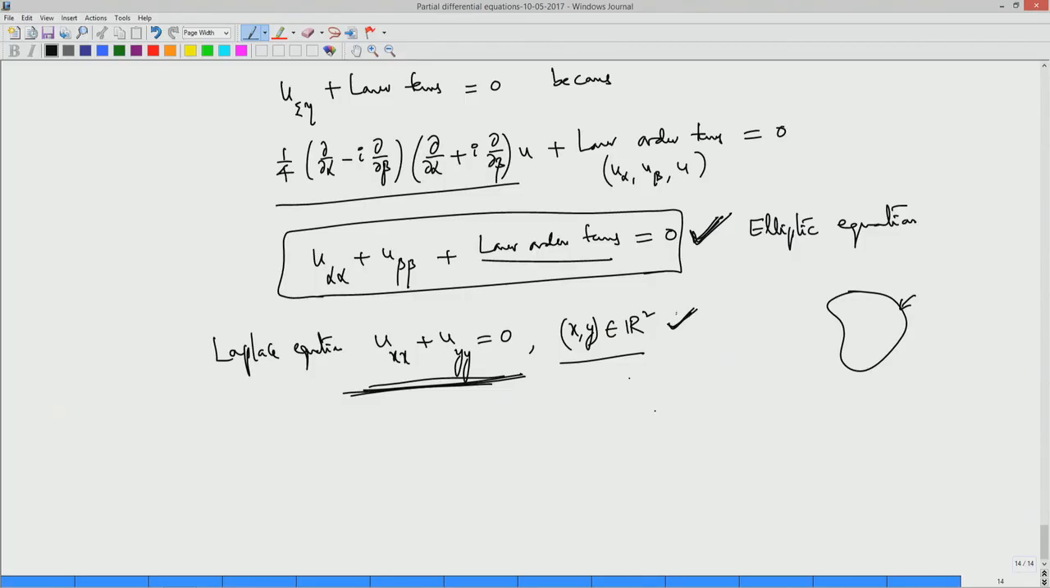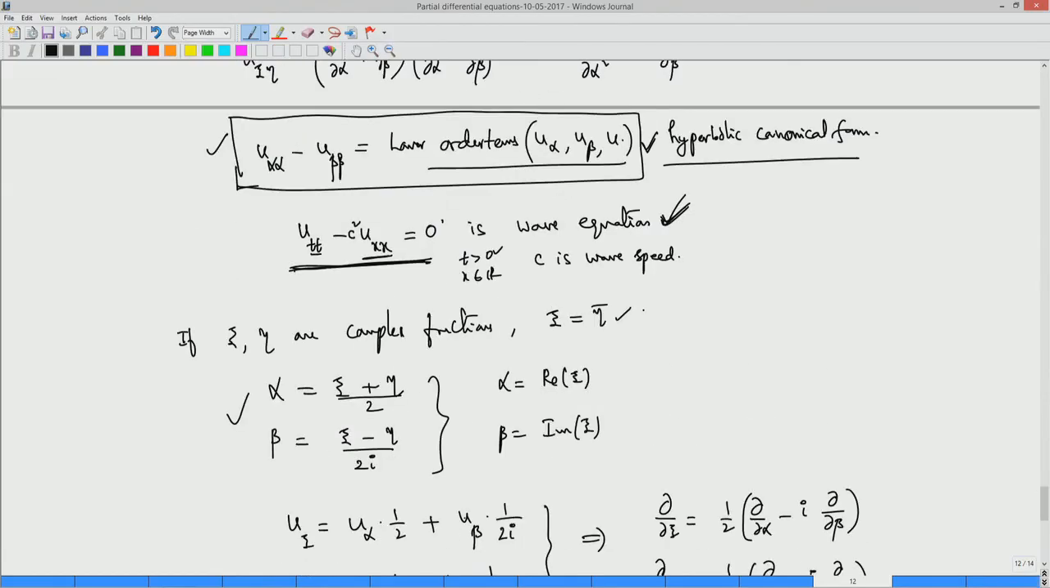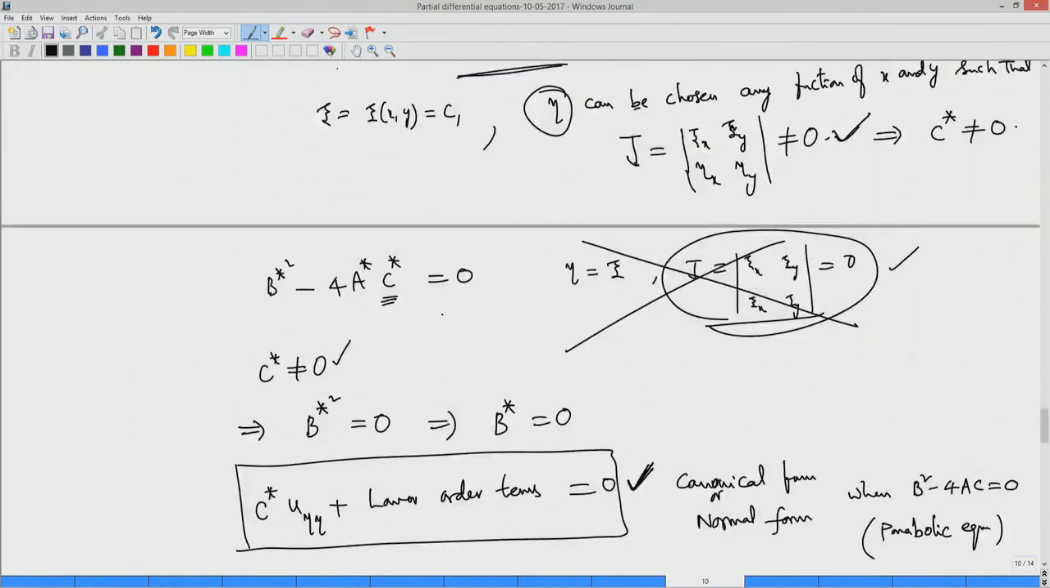Okay. So, this is the case when the discriminant b square minus 4ac is non-zero. In either case you can see that it becomes one of these equations, hyperbolic or elliptic, by transforming one more time from xi, eta to some alpha, beta variables, which you take simply as the sum and difference of these functions xi and eta. So, what happens when b square minus 4ac equal to 0?